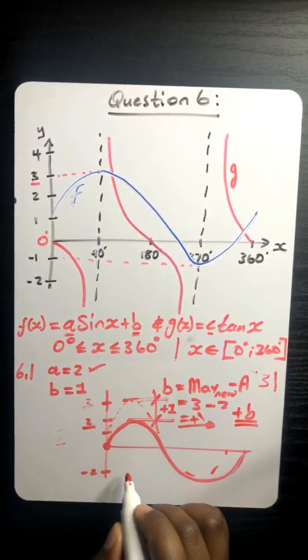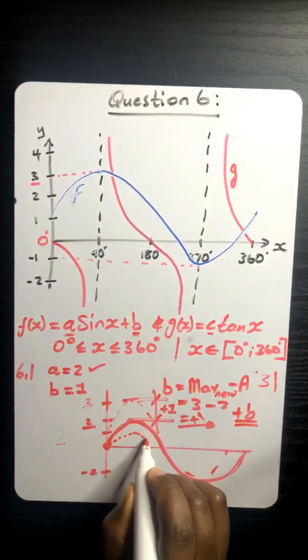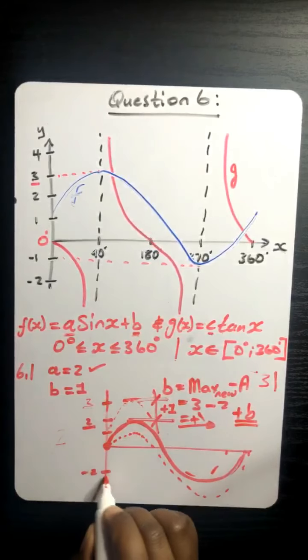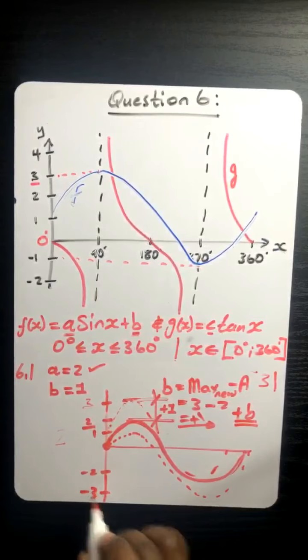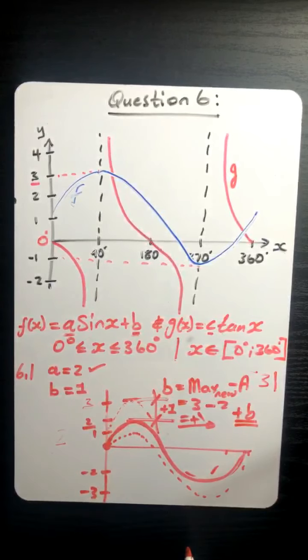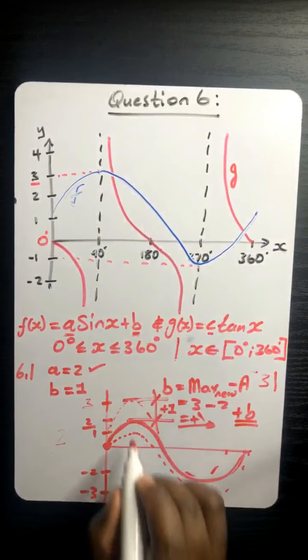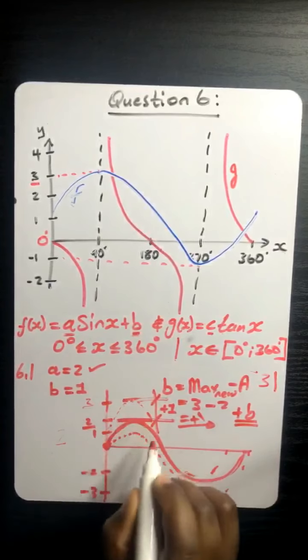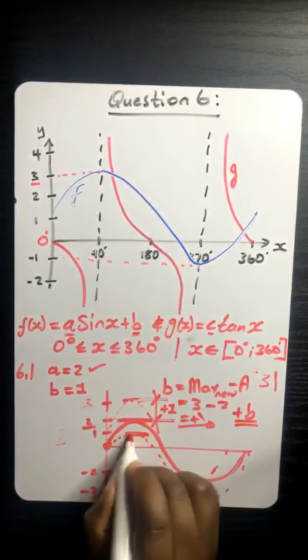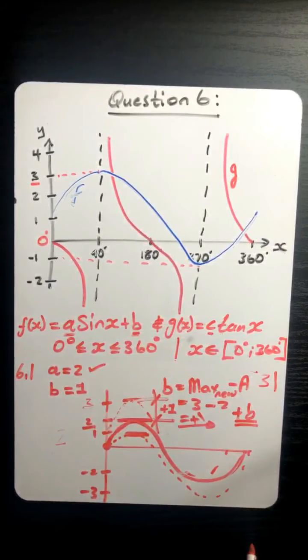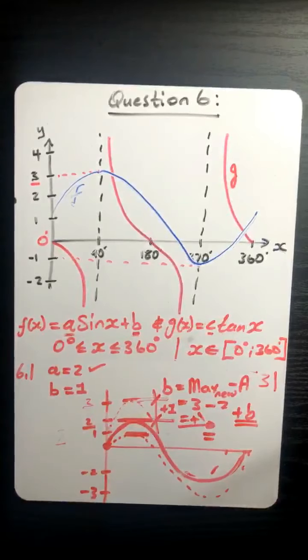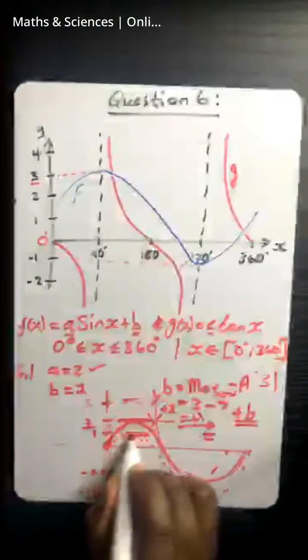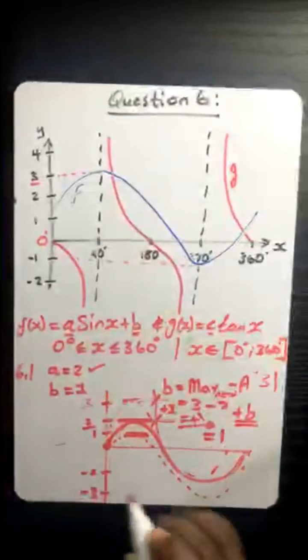Otherwise, if it shifted downwards, it was going to make a new maximum there at 1, and a new minimum at negative 3. So that would mean from there being 2, it shifted downwards to there, which means the new maximum, can you see the new maximum there? It's 1 if it shifted downwards.